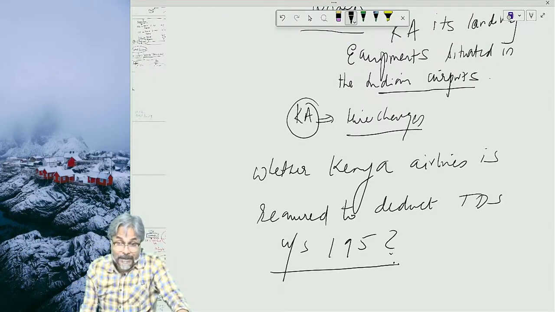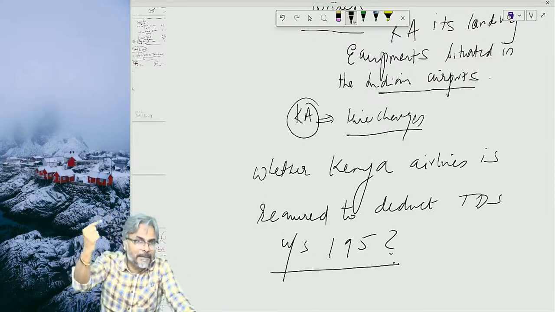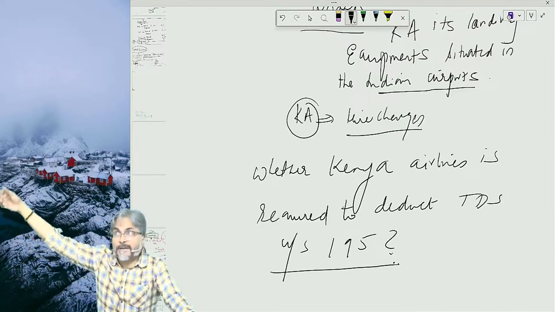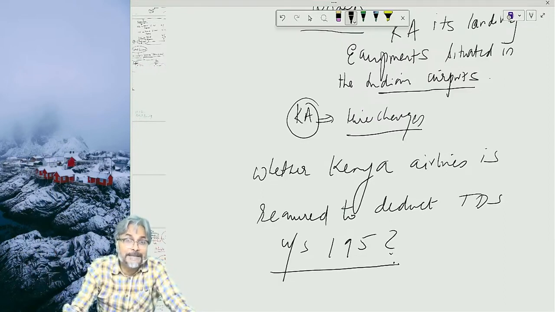As per the agreement, the Kenya Airlines will be making a payment because they will be allowed to use that whenever their airline touches down. You can use our facilities, equipment.